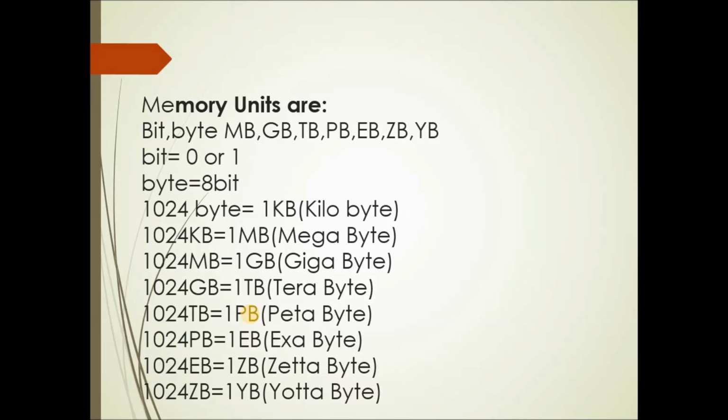1024 bytes is equal to 1 KB, kilobyte. 1024 KB is equal to 1 MB, megabyte. 1024 MB is equal to 1 GB. So like that it has been given. So you can see from here.